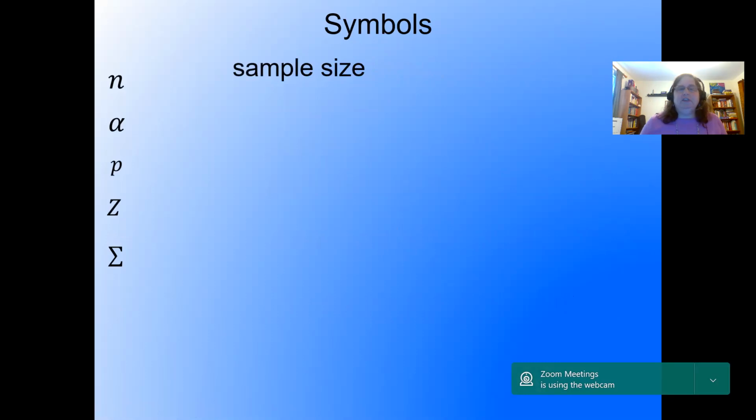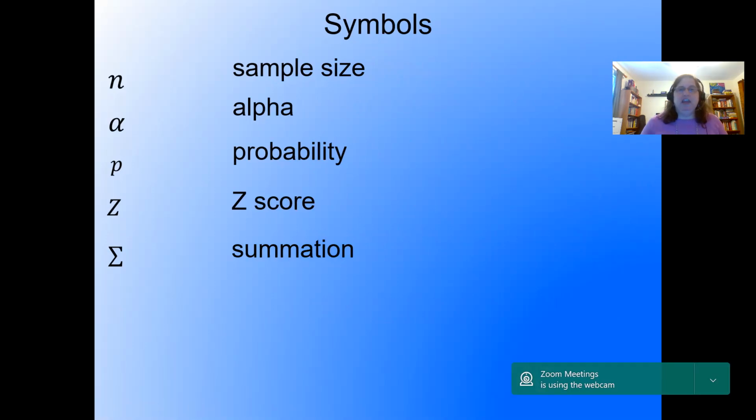N, sample size, right? How many are actually in the sample? That next symbol there, remember what that is? That's your alpha. P is probability. Z refers to our z-score. And our last symbol here, that funny looking one, means summation. Add them all up.